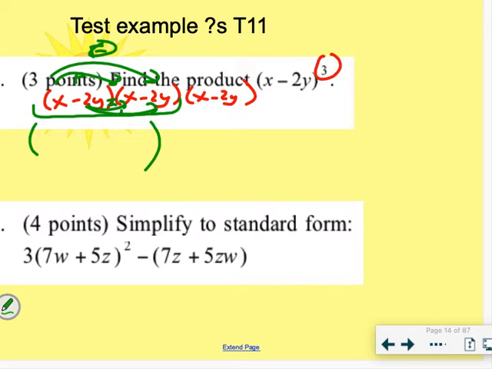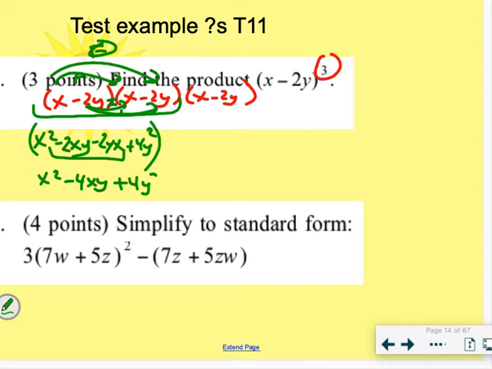So the first would give me x times x. The outer would give me x times negative 2y. The inner would give me a negative 2y times x, and the last, negative 2y times negative 2y, would give me a 4y squared. And then I can simplify this one. These two terms are alike. They both have an x and a y. So those can combine to a minus 4xy.